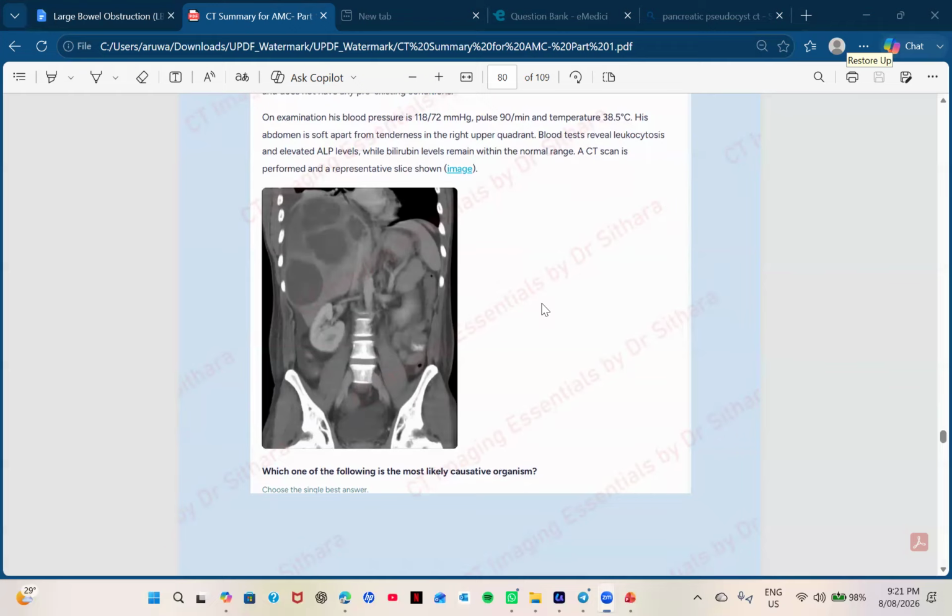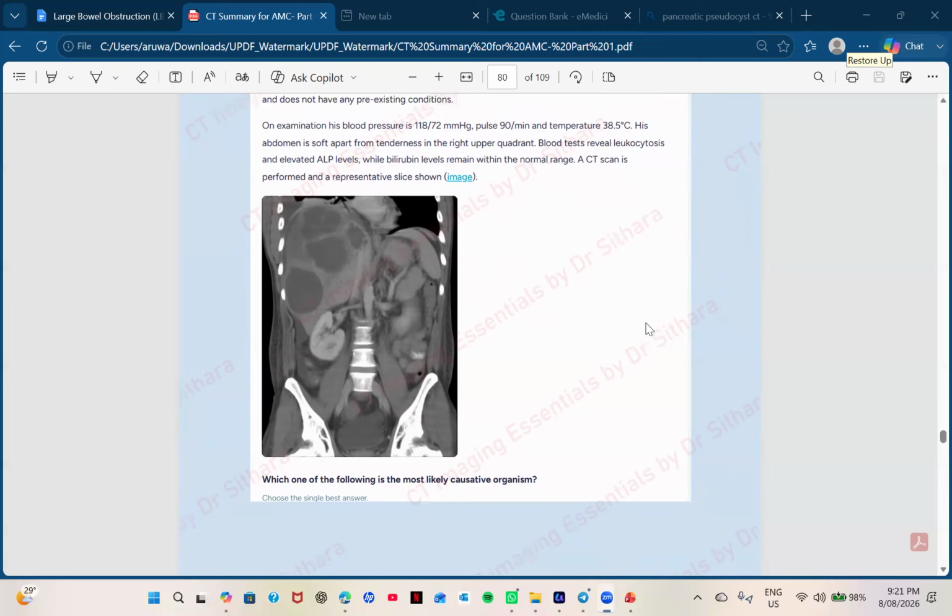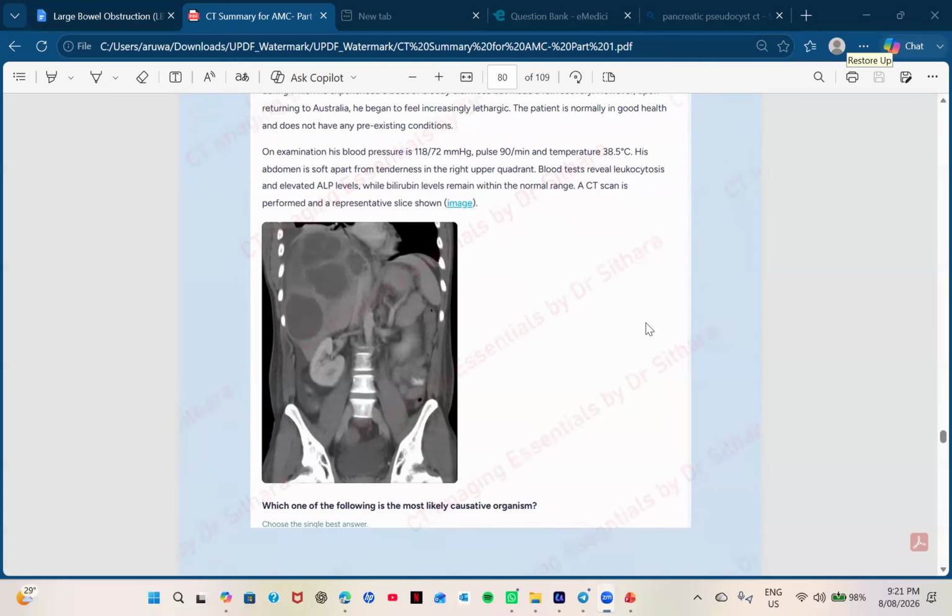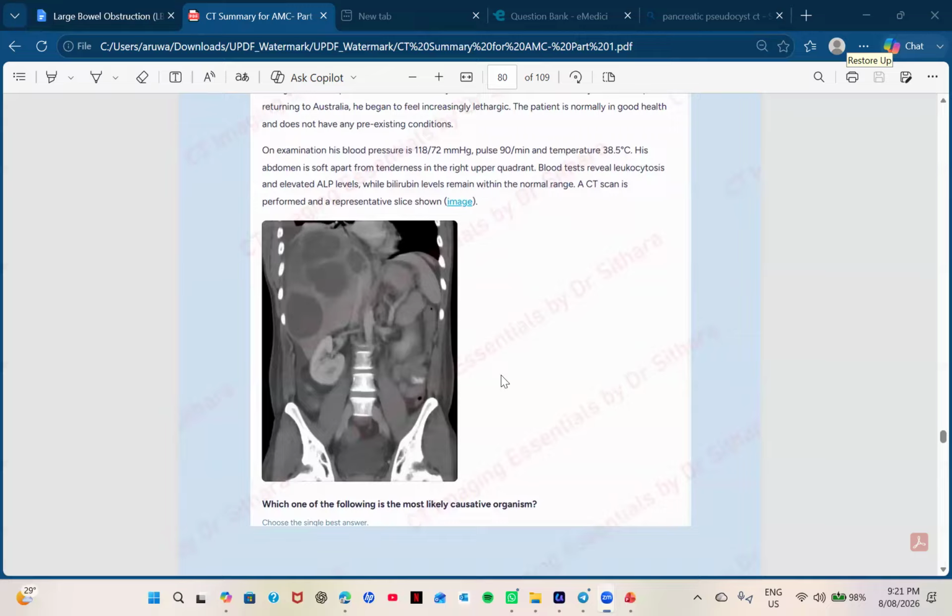The abdomen is soft apart from tenderness in the right upper quadrant. Blood tests reveal leukocytosis and elevated ALP, while bilirubin remains within the normal range. The CT scan was performed here. So they are asking which one is the causative organism. So what do you think? What do you think here, doctors?